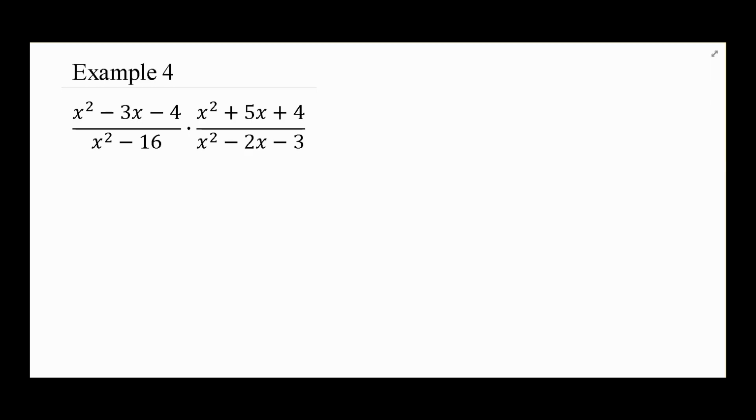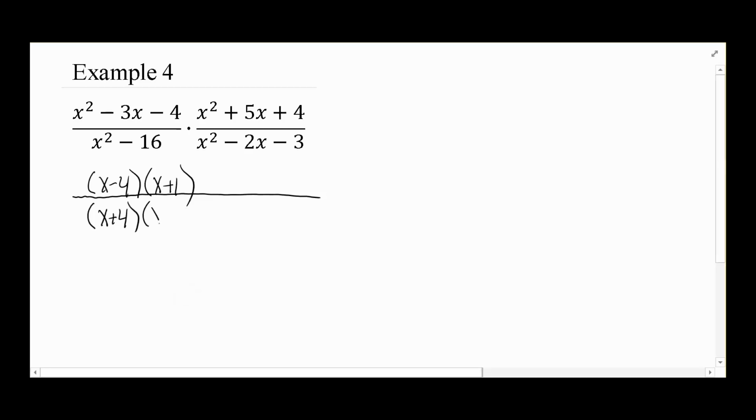We're going to factor all 4 of those polynomials. We're going to divide out common factors that are in both the top and bottom, and we're going to see what's left. So we're going to start in the upper left, and we're going to say what multiplies together to equal -4, but adds to be -3. And so that's going to be a -4 and a +1. There's our upper left. Then in the lower left, I've got x squared minus 16. That's a difference of squares, so that's x plus 4, x minus 4.